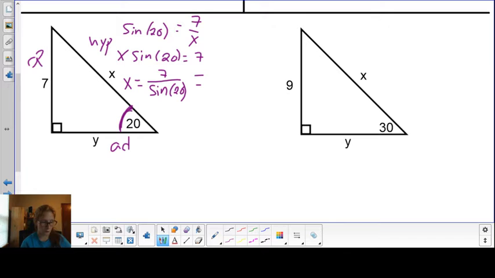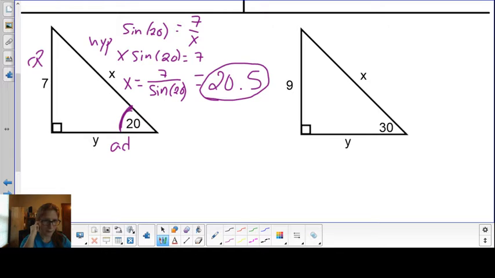Now, in your calculator, make sure you're on degree mode. And if you're not sure, please let me know. And when I go ahead and take 7 divided by sine of 20, I get 20.5. So that's my x value.